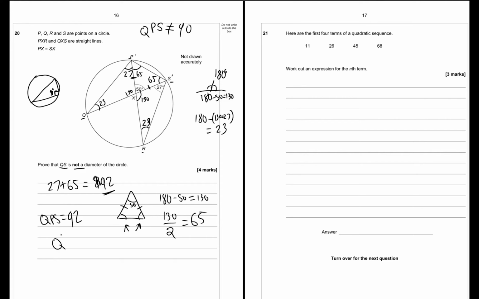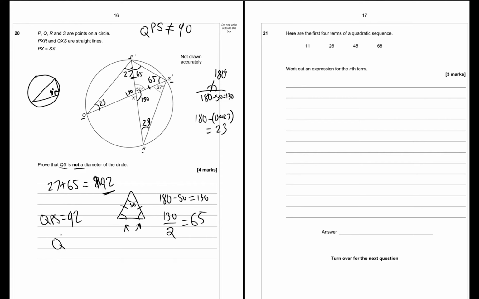Okay, question 21. We have a quadratic sequence. Work out an expression for the nth term. Okay, so let's write the term number above. So that's the first term, second term, third term, fourth term. So for these questions, we're looking for a formula which takes you from this one to this one, which is always quite challenging. Okay, so let's work out the differences between these numbers.